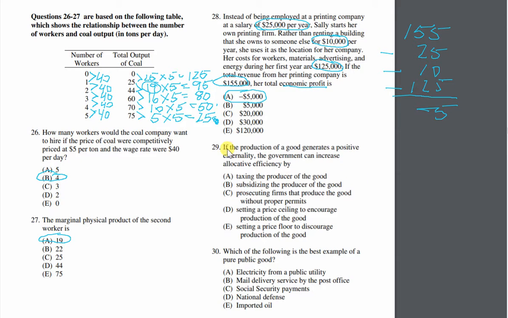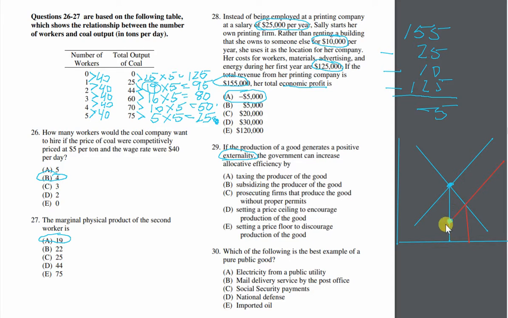Okay, number 29. If the production of a good generates positive externalities, so I think they mean it's good for society, the government wants to encourage it, the government can increase the allocative efficiency. We've seen before where the government puts a tax on something and the quantity goes down and the price goes up. But here they want just the opposite effect. So if they subsidize it, they could give the producer this amount of money, this price difference here, to subsidize their production of it.